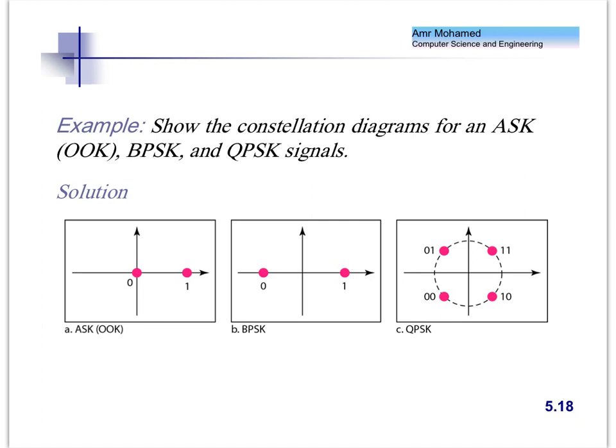So for OOK, or on-off keying, we are generating two sine waves. Each of these sine waves has a phase shift of 0. So that's why they are on the same x-axis. Okay? One of them has 0 amplitude, right? Because it's on-off keying. And the other one has an amplitude of A. So on-off keying can be represented simply by two dots in the IQ diagram.